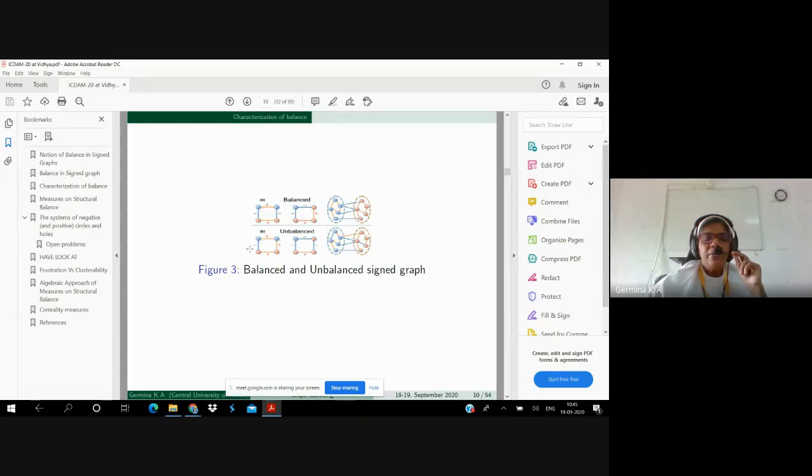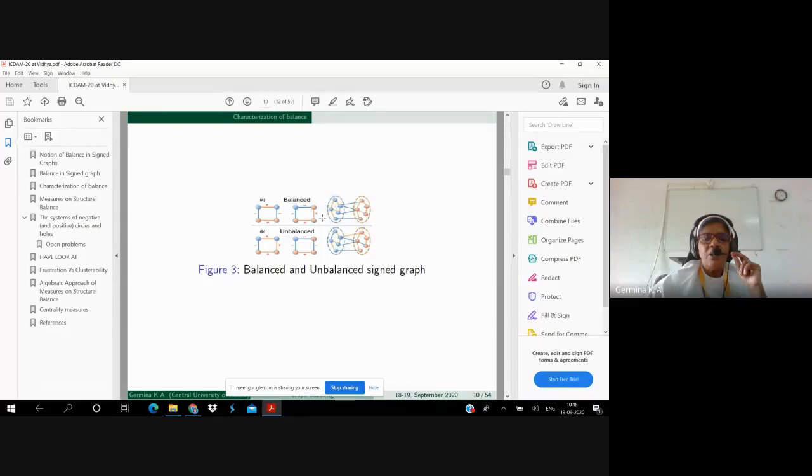Here you can see minus into plus is negative, so it is unbalanced. Minus into plus is negative, so again unbalanced. So here, using Harary's bipartition, I represent the red colored edges as positive and the blue colored edges as negative. See, you see this partition.